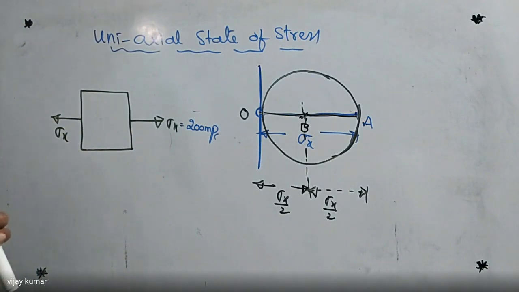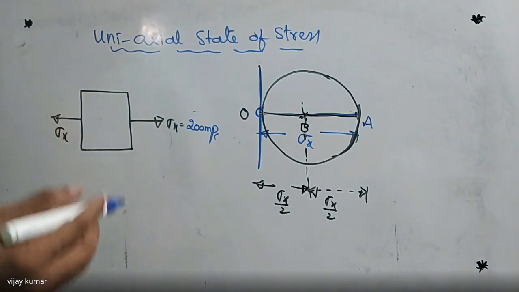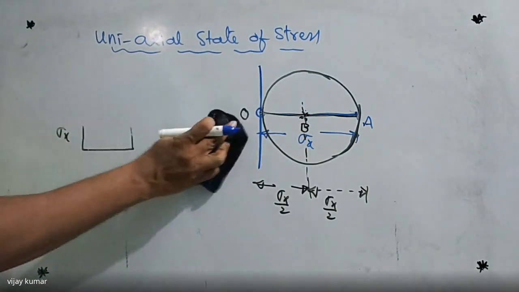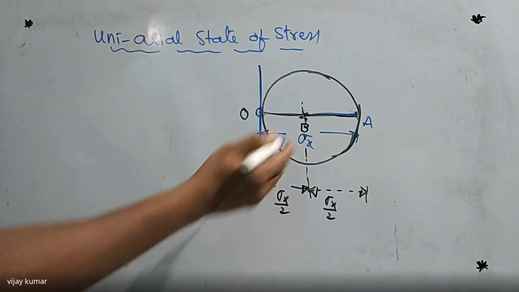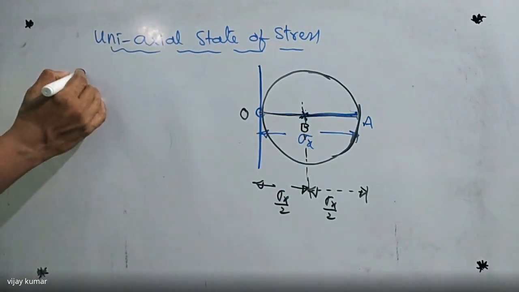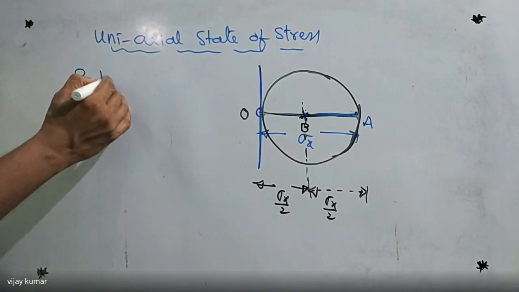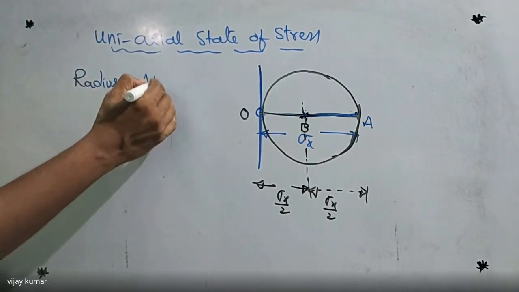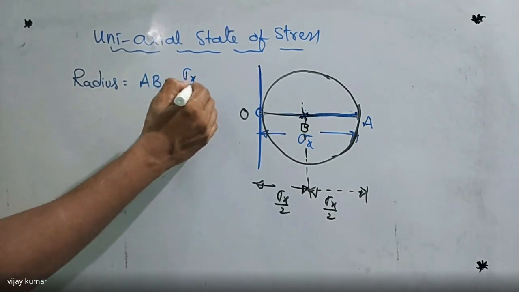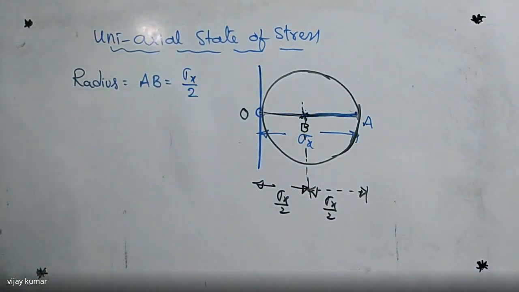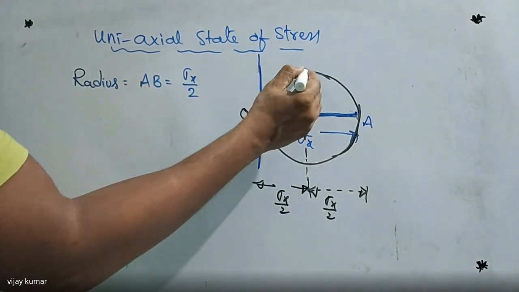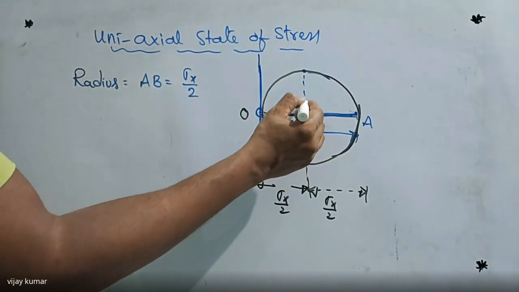Now, here I want to find the radius of this Mohr circle. Tell me, anybody here, what is the radius of the Mohr circle? This is the radius of the Mohr circle. I am writing here: radius is equal to how much? AB, but AB is equal to how much? Sigma x by 2. So this value is nothing but the radius.